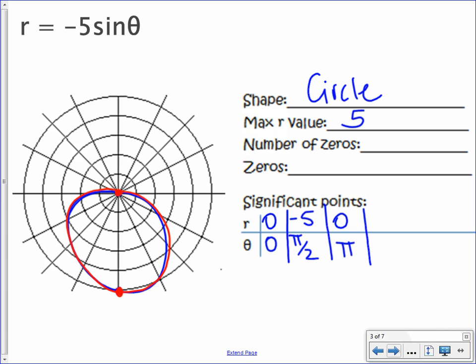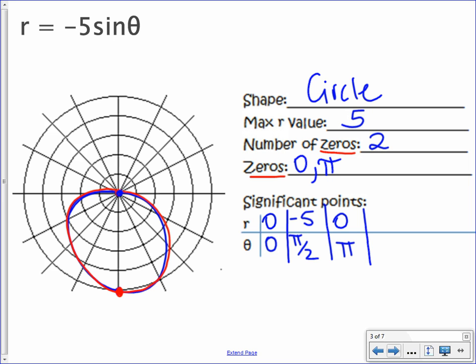Now, I want to talk about what this means right here. Zeros. When we talk about zeros in X and Y, we talk about where we cross the X-axis. That is not the case here. When we talk about zeros, we're talking about when R is 0. So when are we crossing the pole? In our chart, we began at 0, 0, and then we ended at pi, 0. So this graph has 2 zeros, at theta is 0 and theta is pi, because at 0 and at pi, our R value is 0.